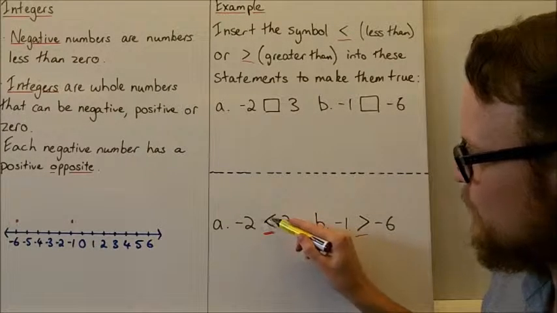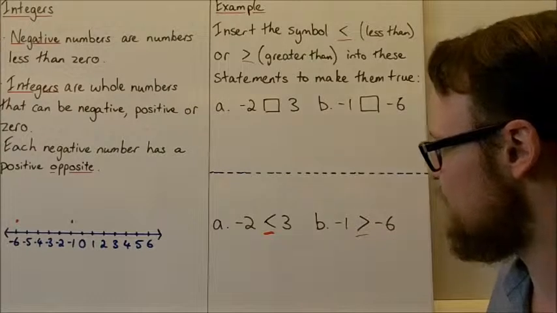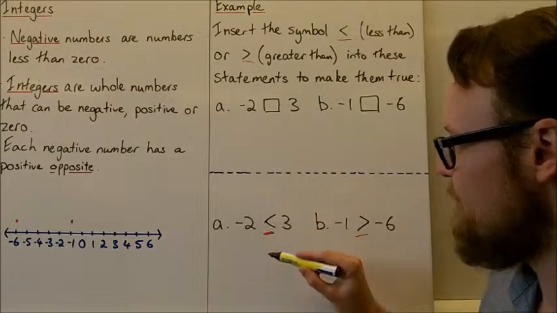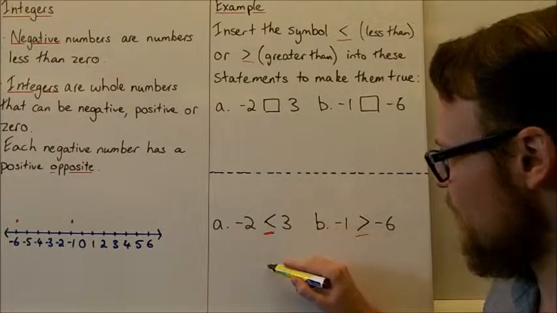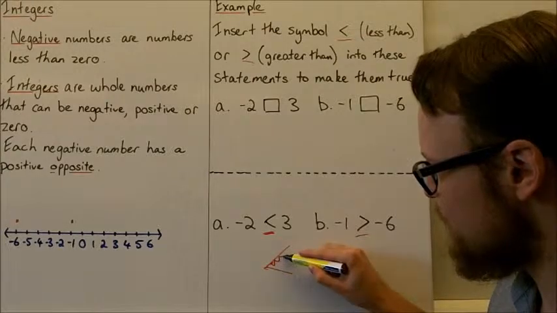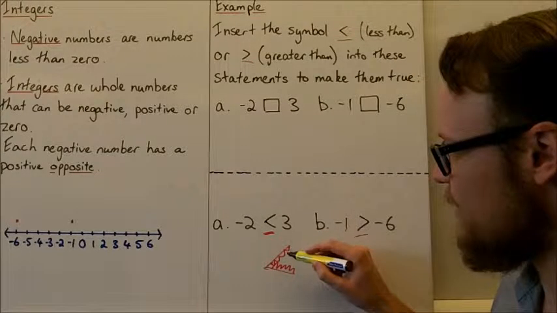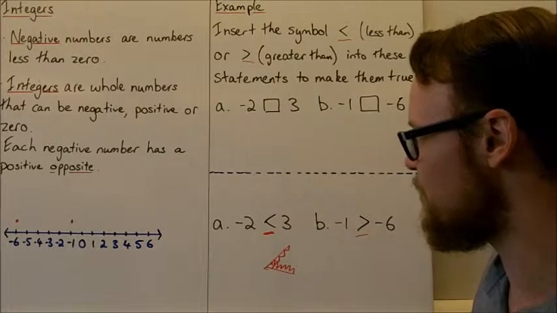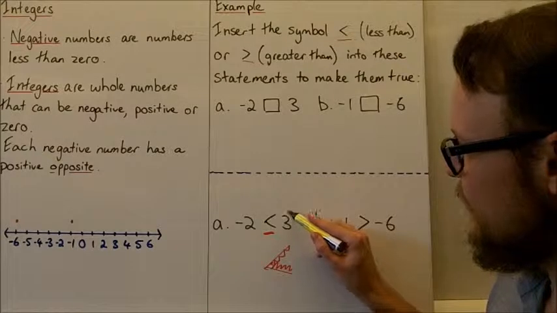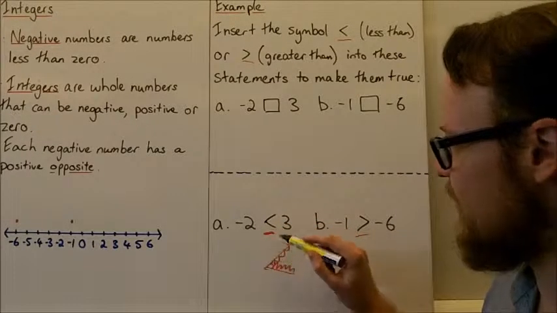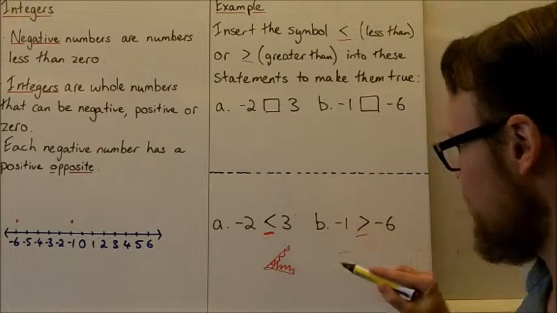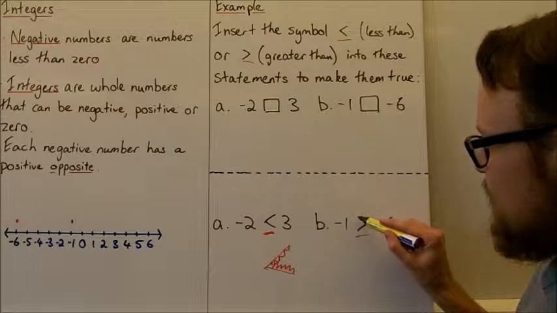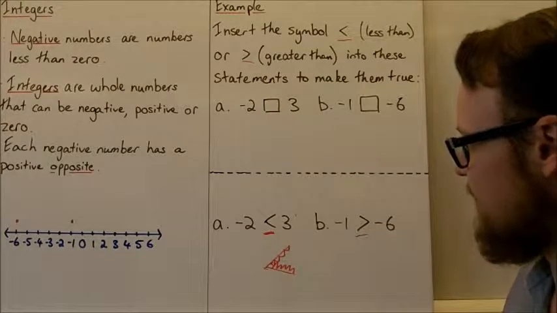A handy way to remember which one's which, for the greater than or less than symbol, is that the pointy end will always be pointing to the lower number. A lot of people like to think of it as alligator's teeth, and the alligator always wants to eat the bigger number. So the open jaws of the alligator will always be pointing towards the bigger number. So here, 3 is the bigger number compared to -2, so the alligator jaws are trying to eat the 3. And here, -1 is the bigger number compared to -6, and so the alligator's jaws are trying to eat -1.